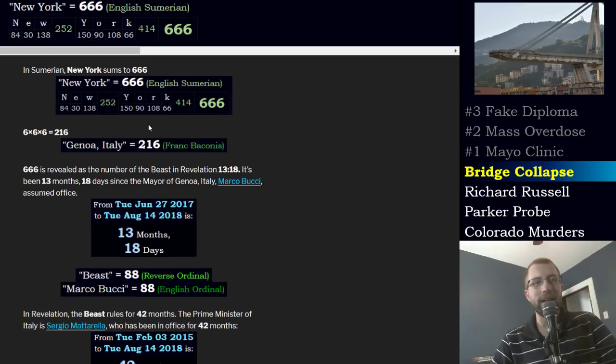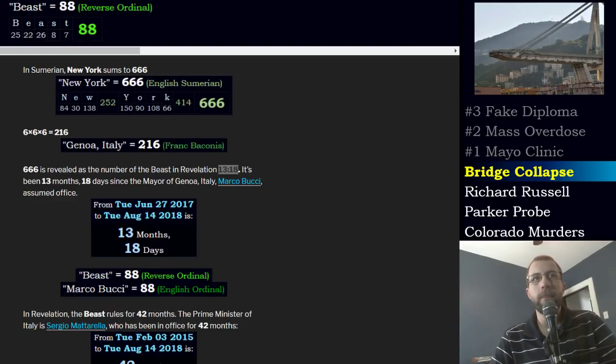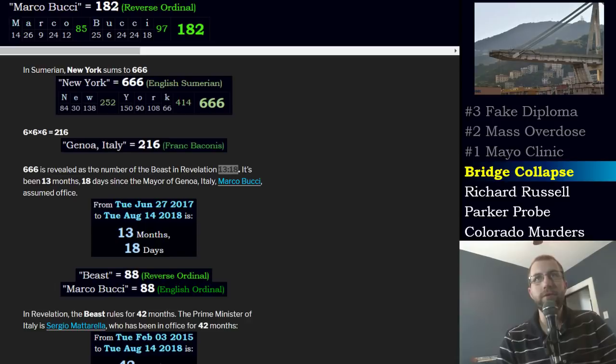If you multiply 6 times 6 times 6, you get 216. Genoa, Italy sums to 216 in one of our capital letter ciphers. Consider that 666 is revealed as the number of the beast once again in Revelation 13:18. Well, if you measure to the date that Marco Bucci took office as mayor of Genoa, it was exactly 13 months and 18 days. Beast equals 88. Marco Bucci equals 88.